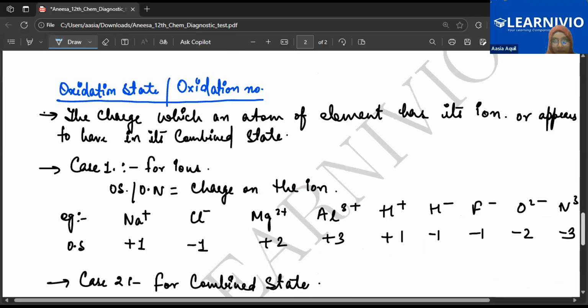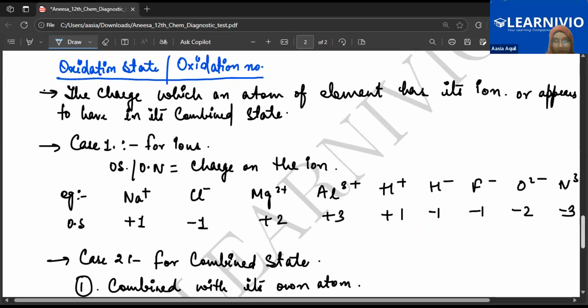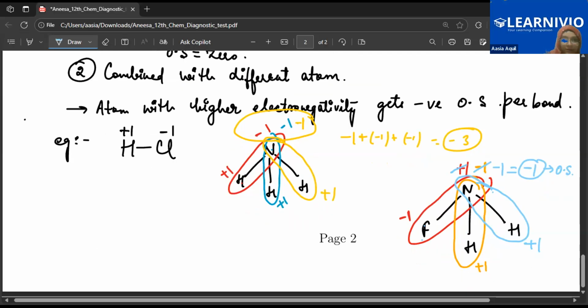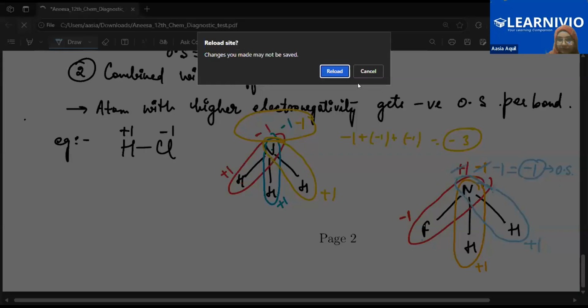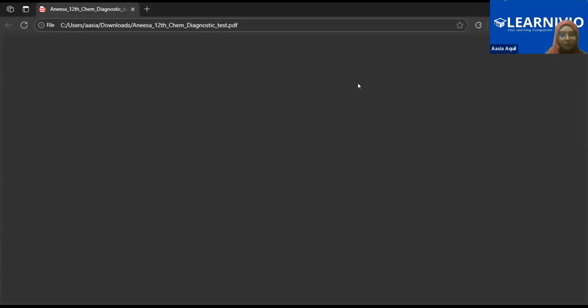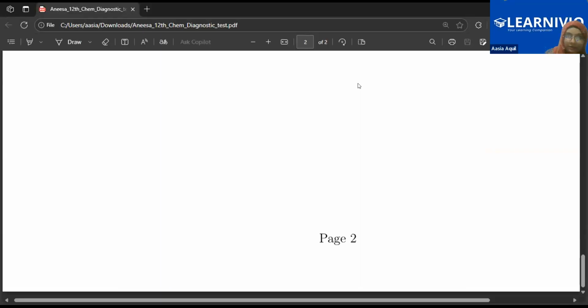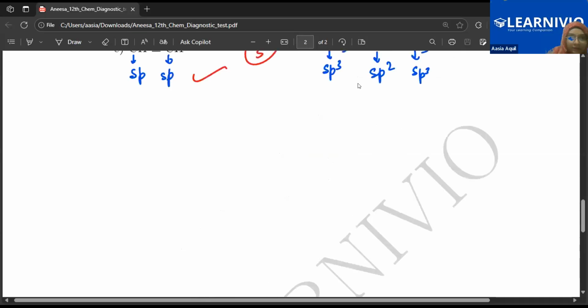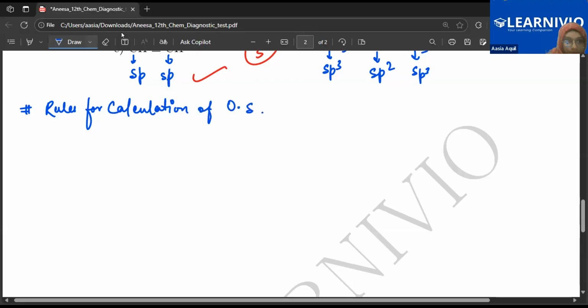Have you written this? Yes, ma'am, I wrote. Every point? Okay, because I'm going to erase it. Now write down the rules for the calculation of oxidation state. Rules of calculation of oxidation state. Okay, write down the first rule.